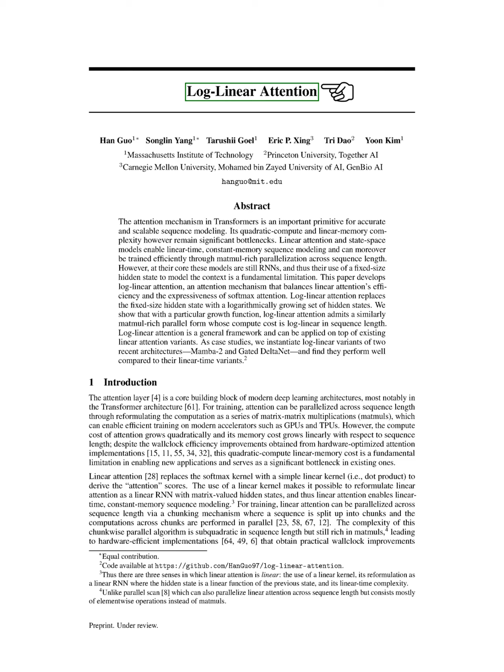Section: Introduction. In this section, we discuss the attention layer, which is essential in modern deep learning, especially within the transformer architecture. We can train attention efficiently by parallelizing computations across the sequence length, using matrix multiplications. However, the computational cost of attention increases quadratically, while the memory cost increases linearly with the sequence length. This presents a significant limitation and bottleneck for new and existing applications, despite improvements from optimized hardware implementations.